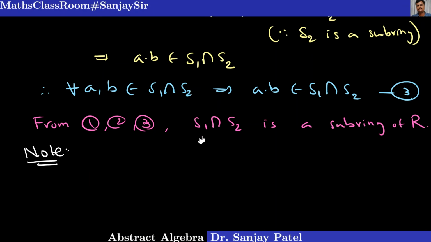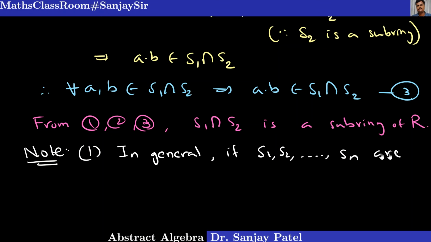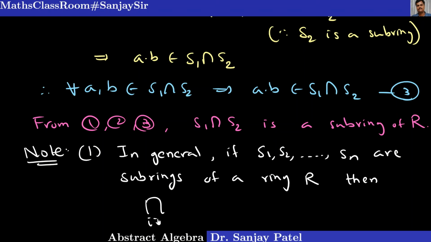And this we can generalize for any number of rings. So in general, I can say if S1, S2, dot, dot, dot, up to Sn are subrings of a ring R, then the intersection of all these, that is the intersection over i equal to 1 to n of Si, is also a subring of R. Okay.